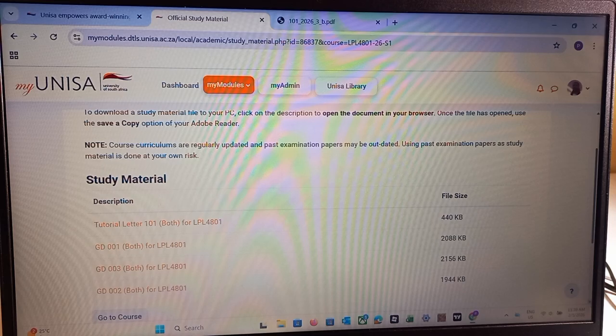It says both for LPL4801, and then we have those are the study guides 1, 2 and 3. So for today we are going to be focusing on this tutorial letter 101 and see what the structure of this module is, and then I'm going to be recording other videos reading the 3 study guides.